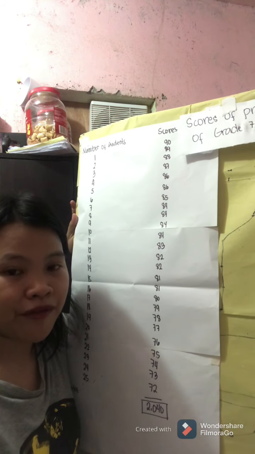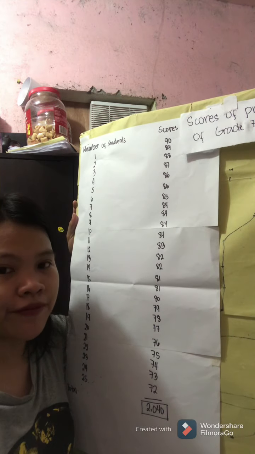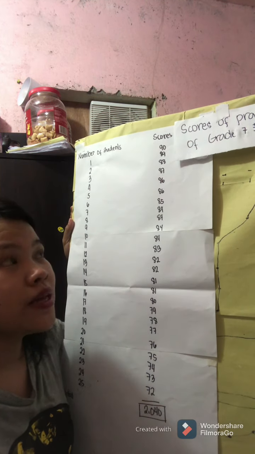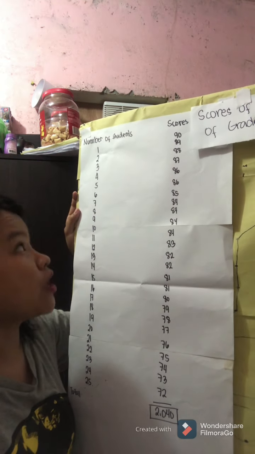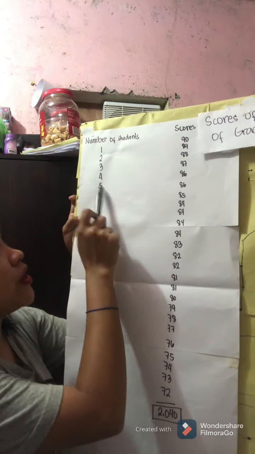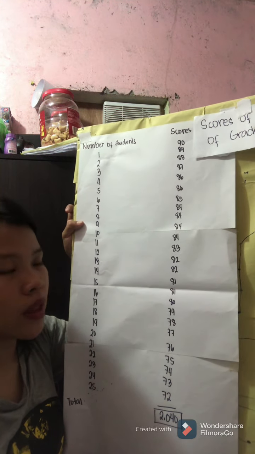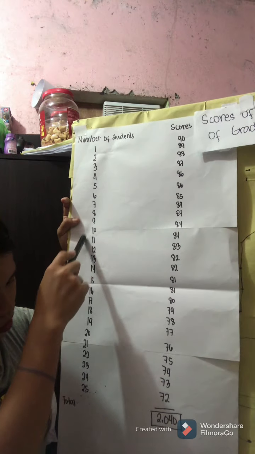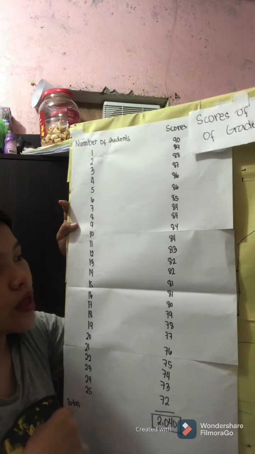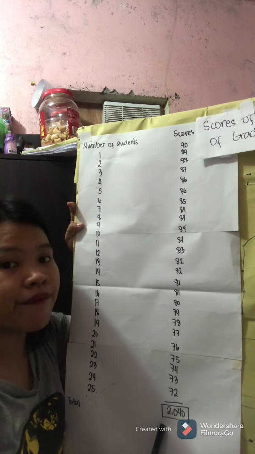So we are done in finding mean, median, and mode, and also line graph. So let's proceed to my artificial data, which is the scores of practicum of grade 7 Einstein. In this data, we have the table, which has two columns. The first column is the number of students, and the second one is the scores that students obtain. We have a total of 25 students, and the total of the scores is 2040.